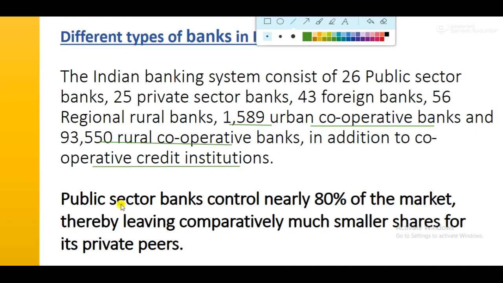In addition to the cooperative credit institutions, there are now different types of payments banks as well. Public sector banks control nearly 80% of the market, thereby leaving a comparatively much smaller share for private sector players.